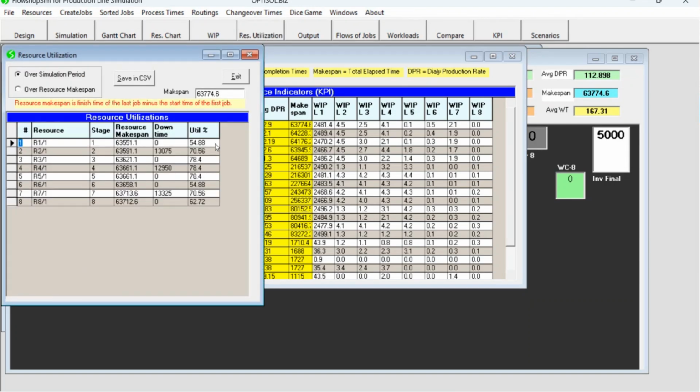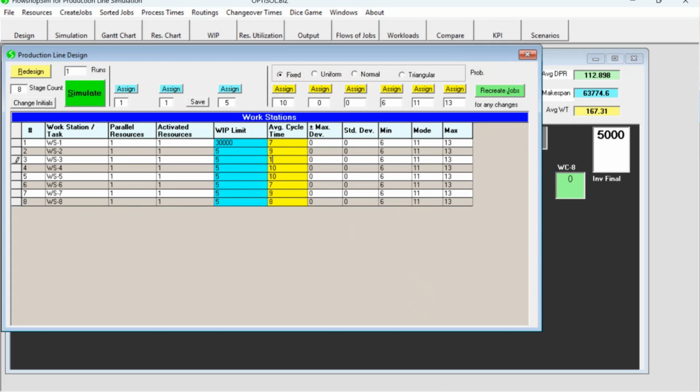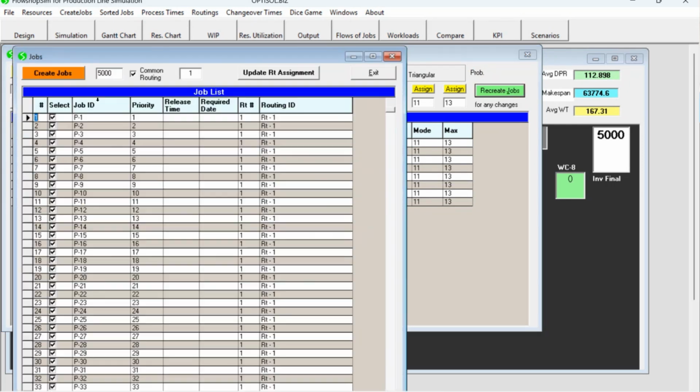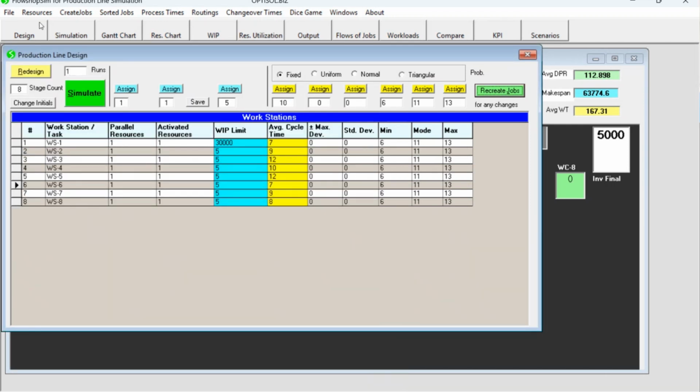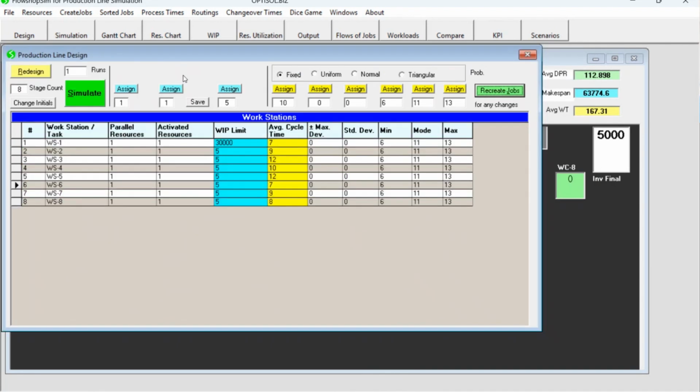The resource utilizations are still, now what's happening? All three of these are bottlenecks. When I improved the cycle time at the third and fifth workstations, I now see three bottlenecks. So I will restore these cycle times to the original ones and create the jobs accordingly. Instead of improving the third and fifth workstations, at the fourth workstation I will reduce the fixed repair time to 10 minutes instead of 25 minutes. Let me simulate this scenario.